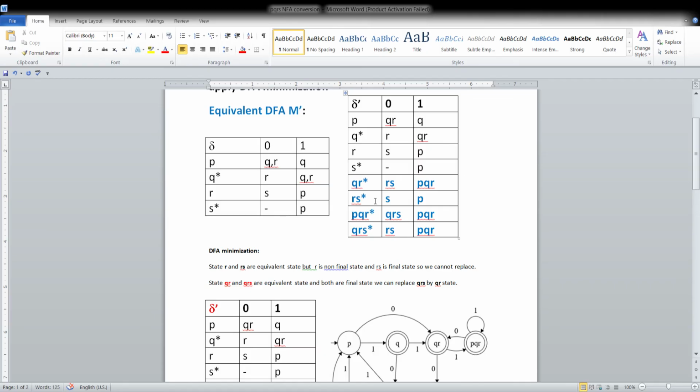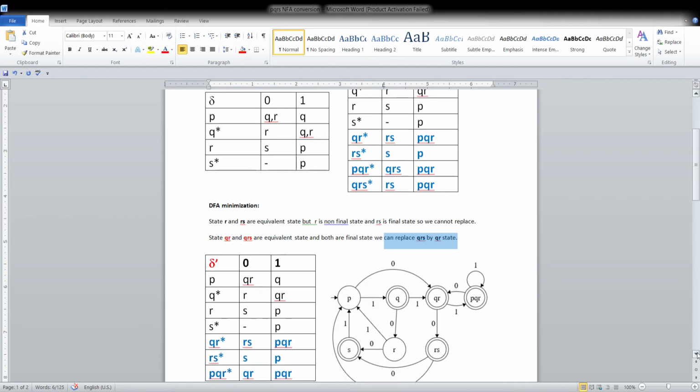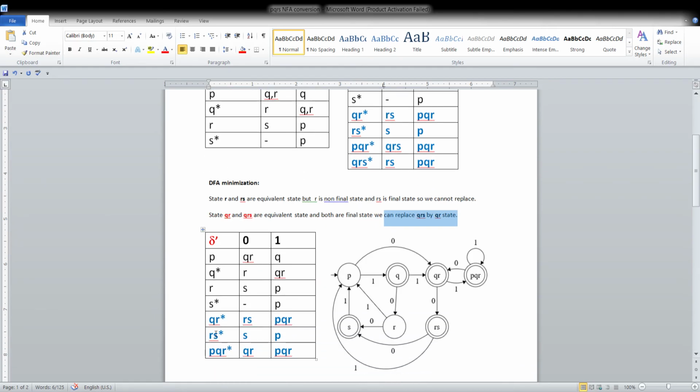Second equivalent states you can find here, QR and QRS. If you look at QR and the second state QRS, you will find the same transition. It goes to the same state on input symbol 0 and 1. So we can call these two states equivalent, and we can remove one of the states by replacing it. So what we have done, we replace the QRS by state QR. So the resultant table is given here. So here QRS is replaced by QR.